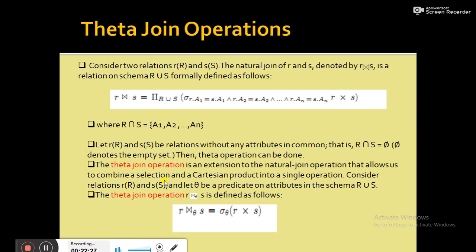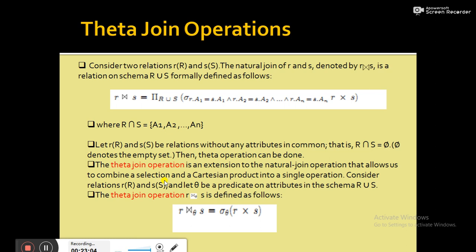It may be any condition. It may be greater than, less than, greater than or equal to, less than or equal to, whatever. So the first difference between the theta join operation and the natural join operation is that in the natural join operation, the selection is based only on an equality condition, whereas in the theta join operation, the selection predicate is not only the equal to sign; we can use any comparison operator, such as greater than or equal to, less than, or less than or equal to.